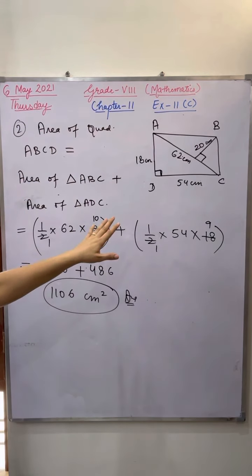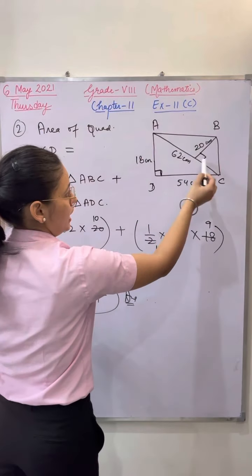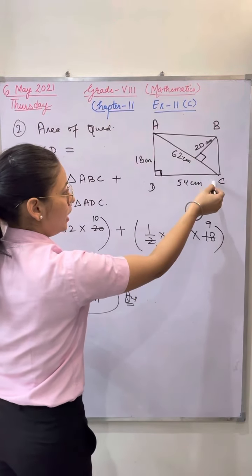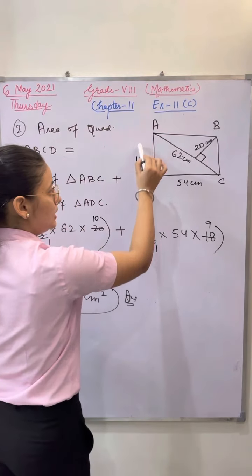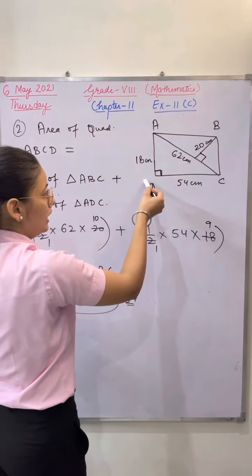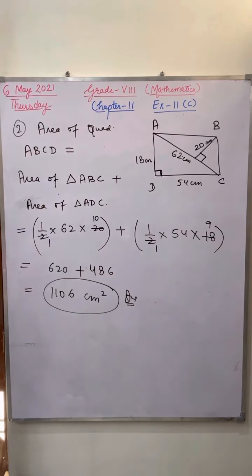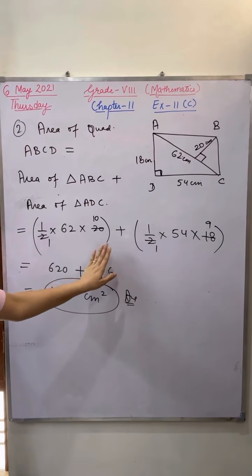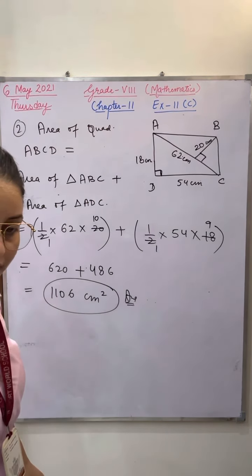So two triangles are given to you, and if the triangle is given to you in this shape, this will be your base and this will be your height. If the triangle is a right angle triangle, then this will be your perpendicular, this is the height, and this is your base. So you can easily apply the area of triangle, that is half into base into height, and add both the areas and you will get the answer of the area of the quadrilateral. Any doubt is there? Any doubt?